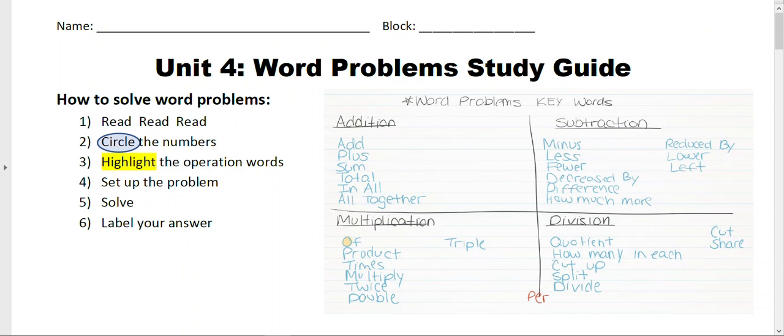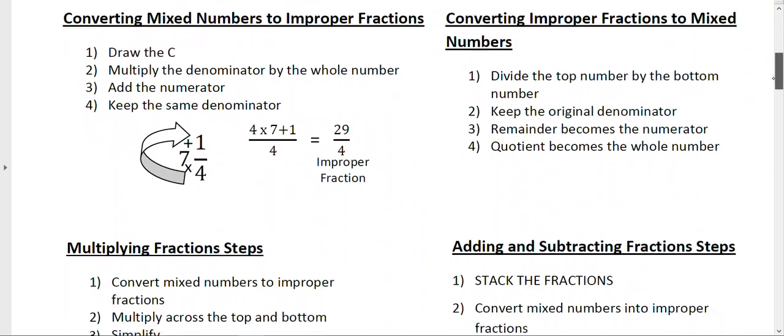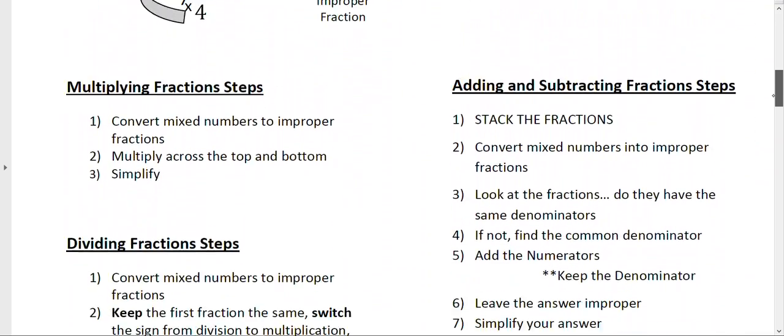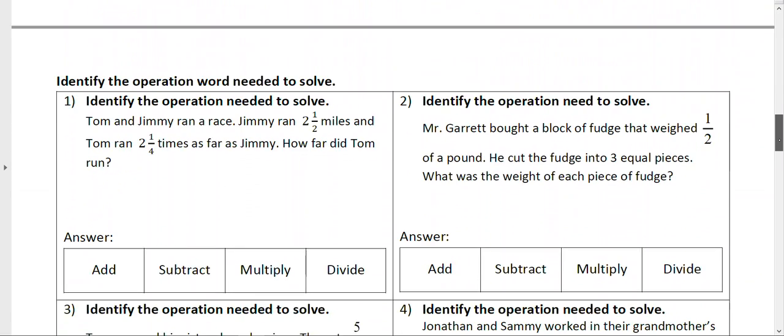In this video, I'm going to review the word problem study guide for Unit 4. The first page of the study guide goes over how to solve a word problem. Make sure to read your word problems, circle the numbers, highlight the operation words, set up the problem, solve, and label your answer. I also included a picture of the notes that you have taken in your notebook for the keyword operation words. And then at the very bottom is just all the steps for solving fractions.